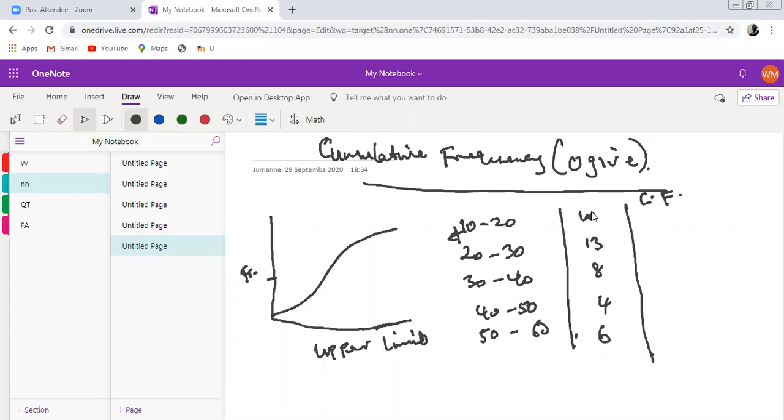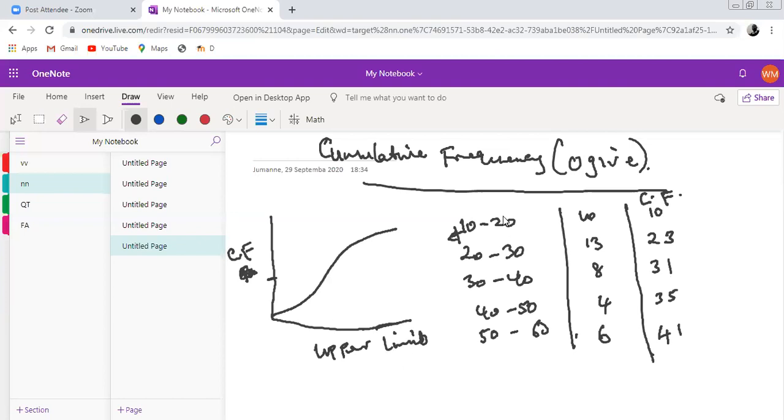We normally start with the first one here, which is 10. Then 10 plus 13 is going to be 23. 23 plus 8 is going to give us 31. 31 plus 4 is going to give us 35, plus 6 is going to give us 41. And actually, that is what you are going to draw on this side. You are going to have the cumulative frequency, and here you have the upper limit.